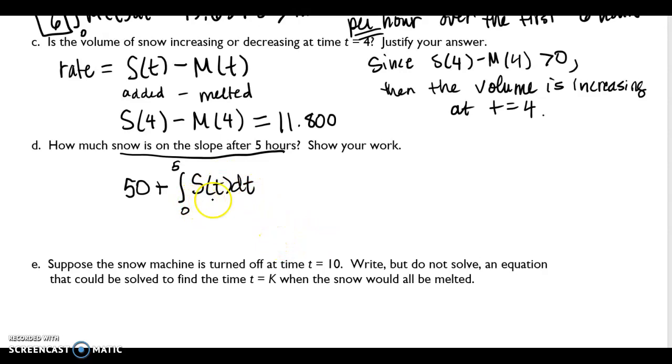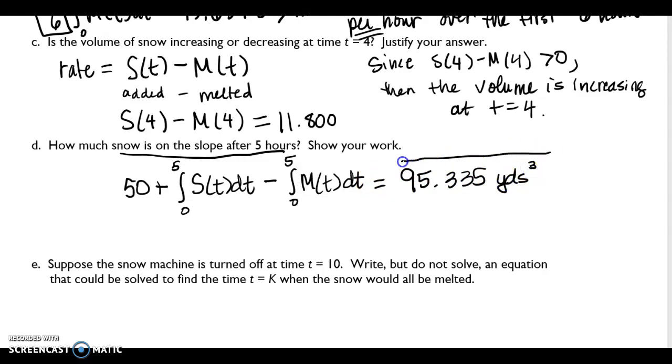So because remember S of t was a rate, if I want to find the amount, I have to integrate. And then for m of t, the amount that melted, I want to subtract because that's going away. So I can just type that directly into my calculator. Remember S of t was y1, m of t is y2, and I would get 95.335 cubic yards. This was an amount as well.